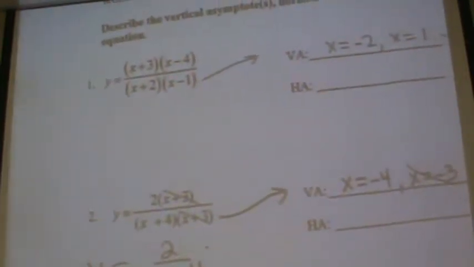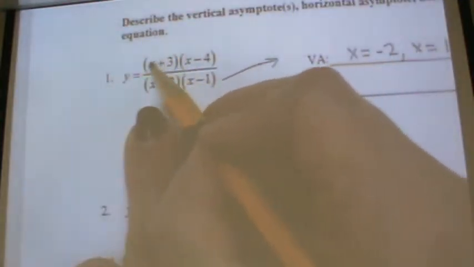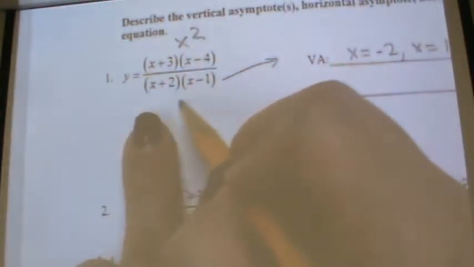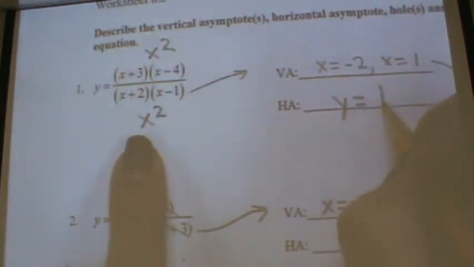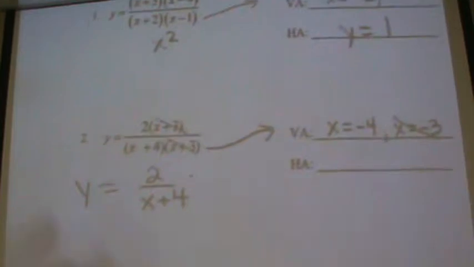Now flip it over to the back side. What do you think you're gonna have to do on these ones? Yes. Now, do you have to FOIL the whole thing? No. Don't you really just have to do the x? You just have to look at the leading coefficient. So this would be x squared, and so would this. So what would be the horizontal asymptote? Y equals 1. Good.